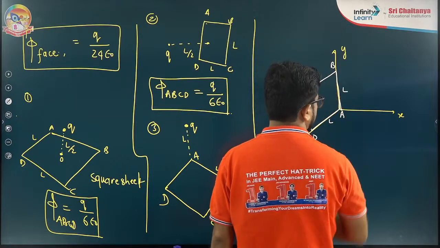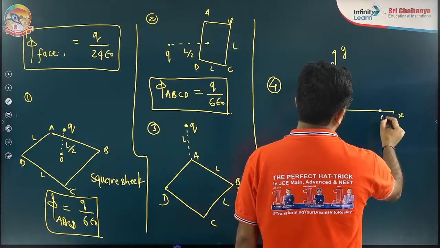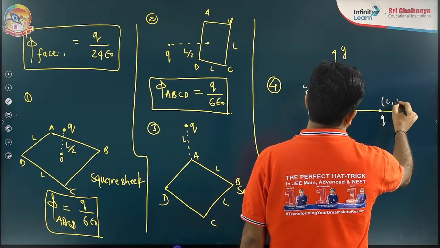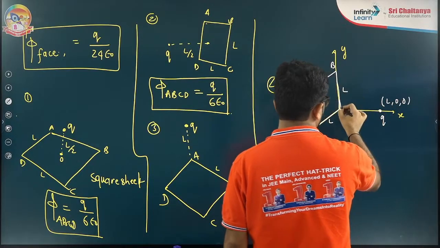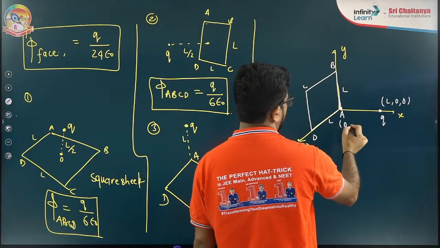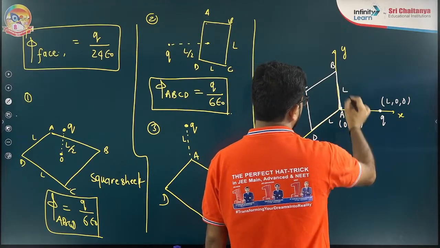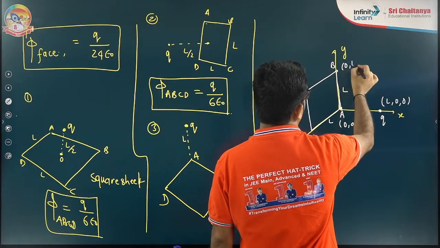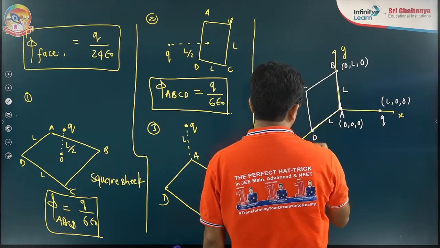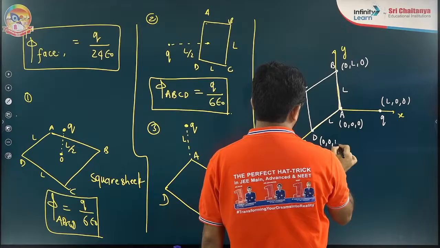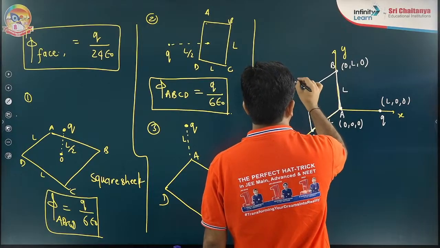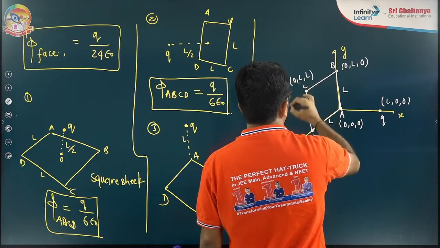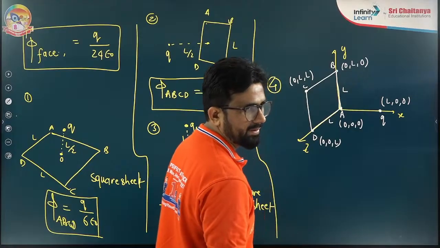Side length is L. And here one charge is placed at L, 0, 0. By the way, if you want to write the coordinates, I can write here 0, 0, 0. This is 0, L, 0. This is 0, 0, L. And this point is 0, L, L. So this is the coordinate system I have written for you.